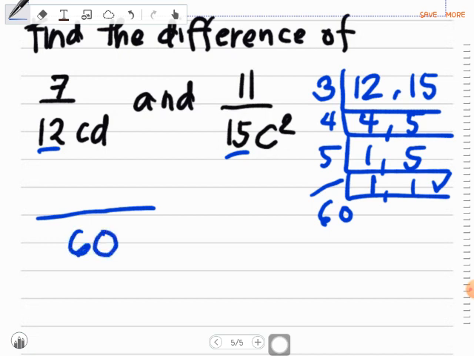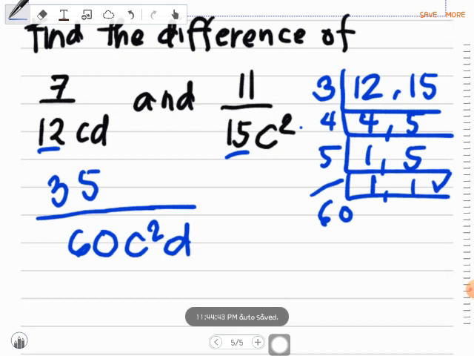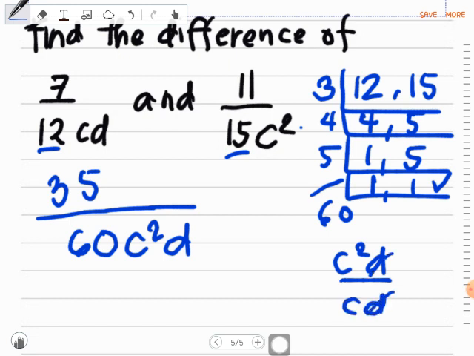And then, meron tayong C at saka C squared. Alin ang pinakamataas na power? Tama. C squared ang ating gagayahin. May katambal ba si D sa kabila? Wala. So, kokopyahin lang natin siya. And then, 60 divide 12 is 5. 5 times 7 is 35. And then, C squared D divide CD. Pwede kong makancel yan, may matitira pang isang C. So, yung C ilalagay ko kay 35.